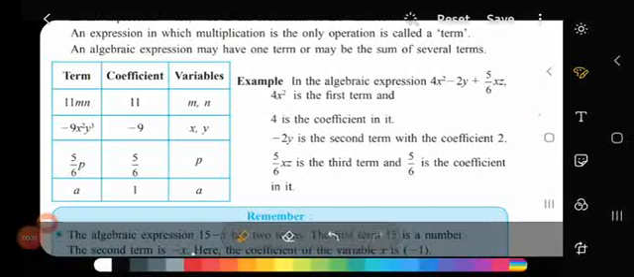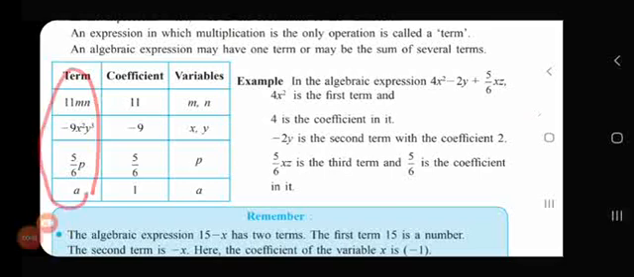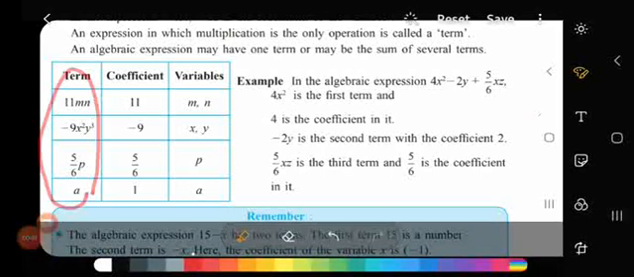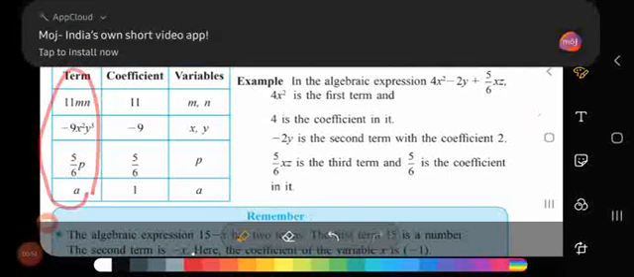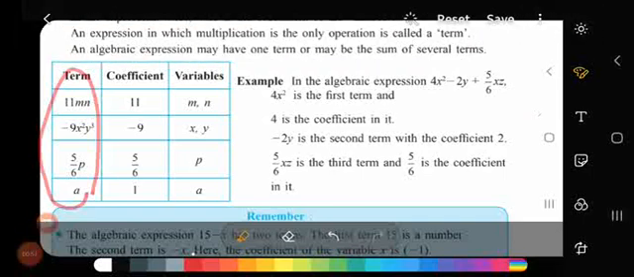The algebraic expression may contain one or more terms. Now what is meant by term? A term is an expression in which multiplication is the only operation. For example, you can see here these are the terms: 11mn. There is multiplication between 11m and n. Next, minus 9x square y cube also shows multiplication between 9x square and y cube. Like that, if only the multiplication operation is present, that is called a term.